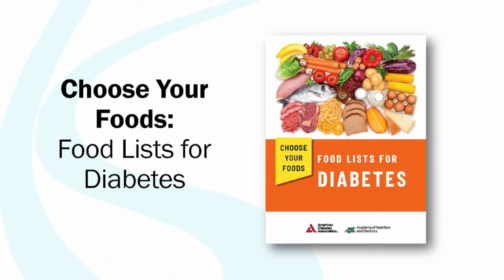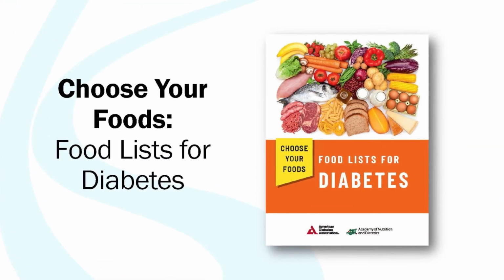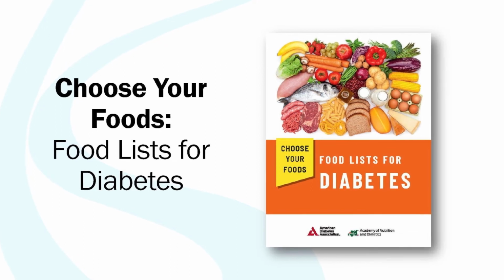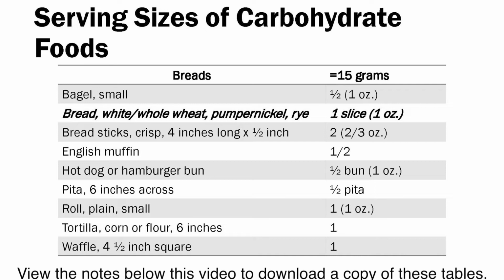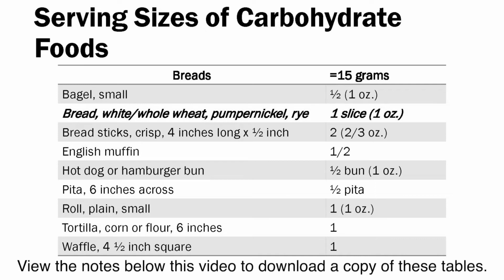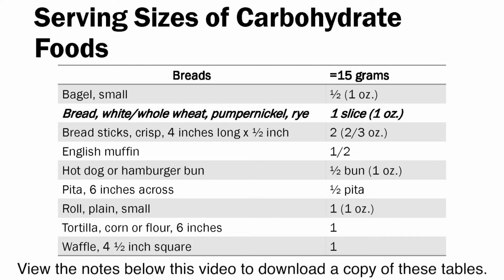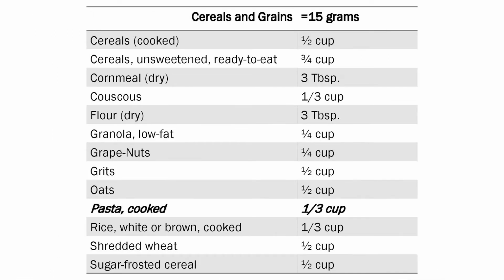The next several slides will contain lists of serving sizes that will be helpful for carb counting. Check with your local health department to find if they have copies of the Choose Your Foods carb counting food lists. That would be a helpful resource, especially if you are new to carb counting. This list shows breads. You can see that 15 grams of carbs, or 1 carb choice for bread, is 1 slice. Here are some examples of grains and cereals.